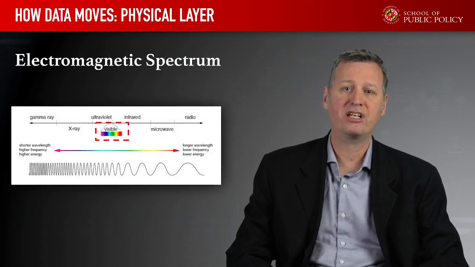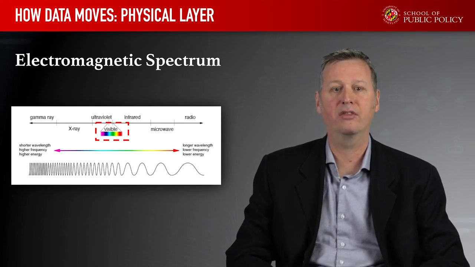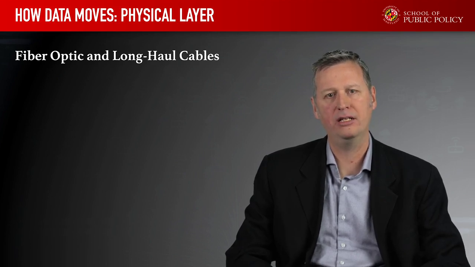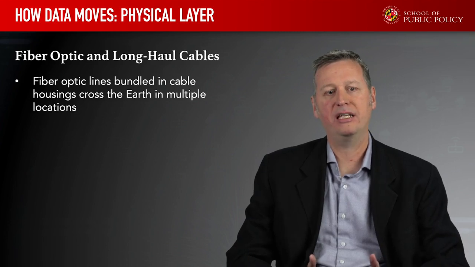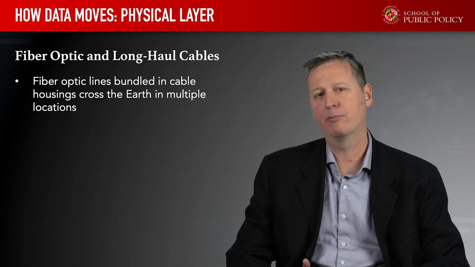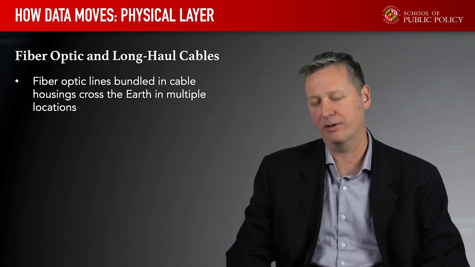So the very first technology that I want to talk about leverages visible light, this specific part of the electromagnetic spectrum. So I want to talk about that first technology, fiber optics and long-haul cables, which leverage visible light to help move data. So fiber optic lines are bundled together in cables, and they use those cables to cross the Earth in multiple locations. Now you might be asking yourself, well, how does it actually do that?